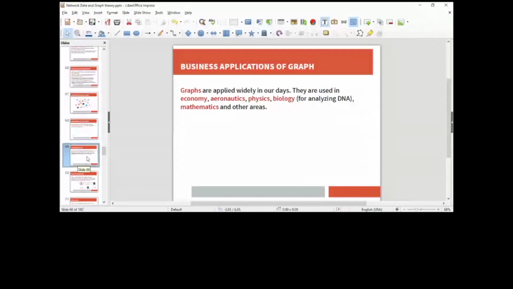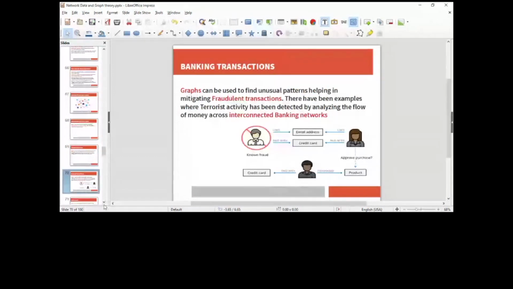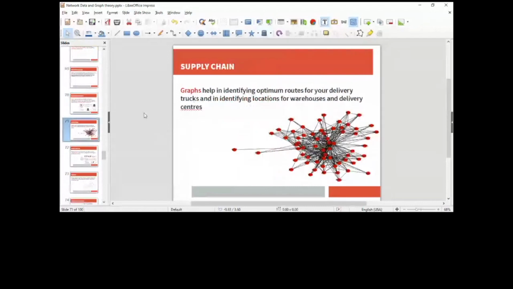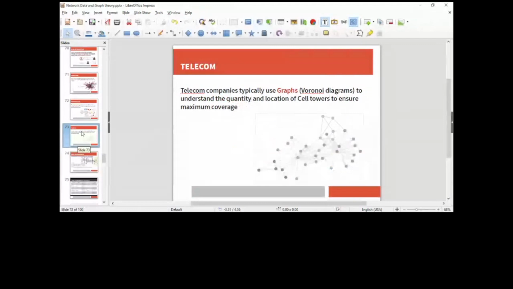Graph can be used to figure out the most influential people in the social network. I think we talked about that. Graph can be used to find unusual patterns in mitigating fraudulent transactions, as you can see. Graphs can be used for optimal routes for your delivery. We've said that. Pharmaceutical, we can use it to solve the route for the salesman, knowing where they have.